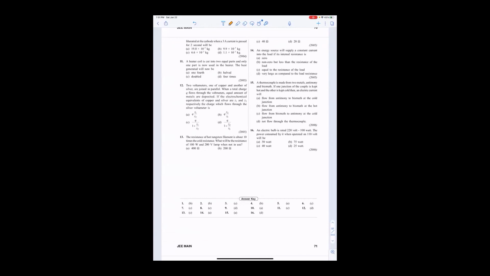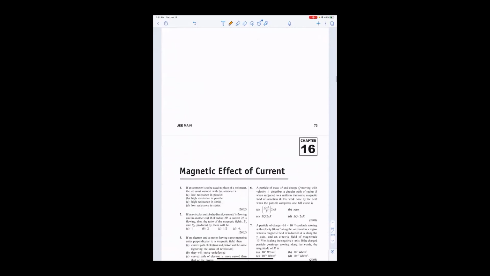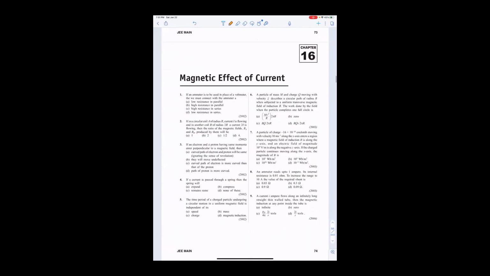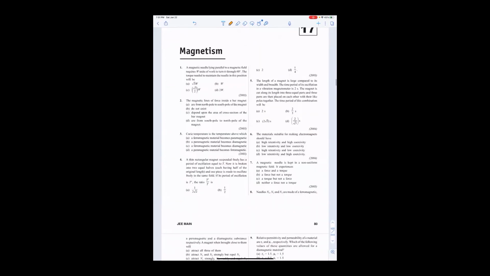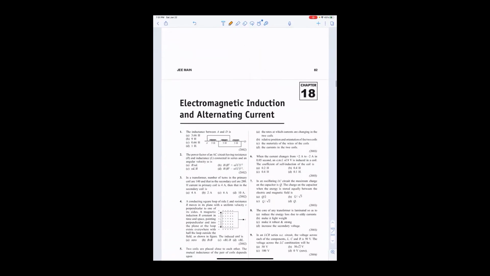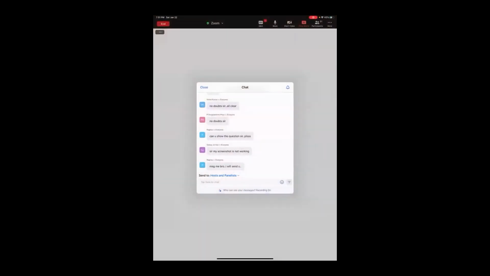Okay. So I'll discuss questions later. Next is magnetic effects of current, and then we have magnetism, these two chapters. EMI, AC, let us see how it goes.